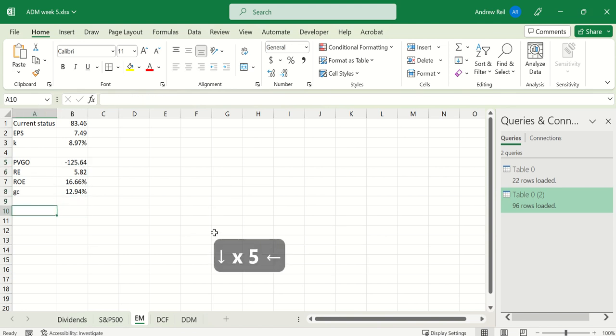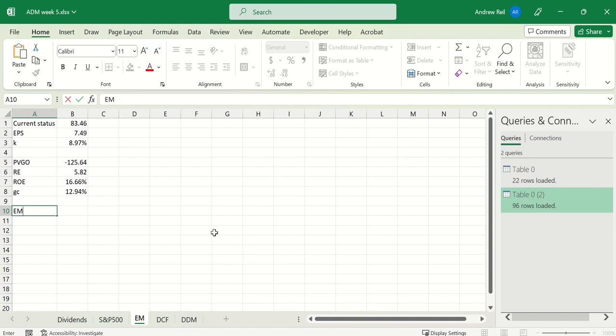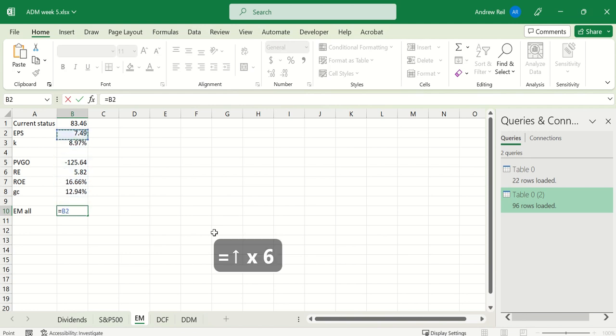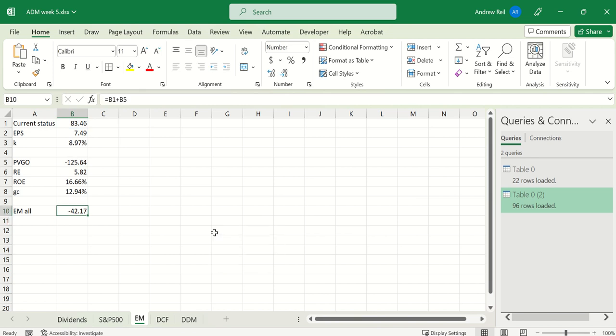So now for the earnings model as a whole, I'm going to go equal, the sum of the current status plus the PVGO. So yeah, negative 42.17 doesn't make sense. So there, I'm just going to save my work.